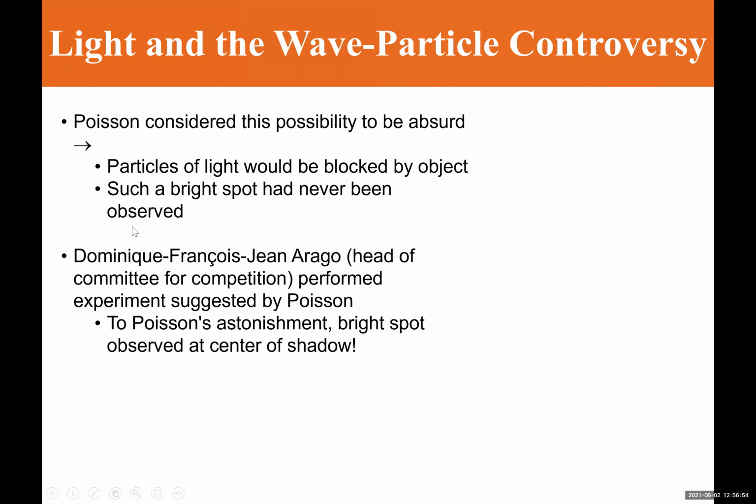So Poisson basically considered this possibility to be absurd. Particles of light would be blocked by objects, and such a bright spot would never be observed.